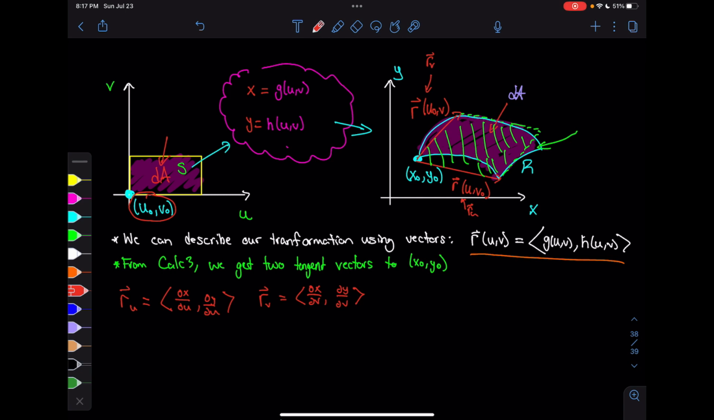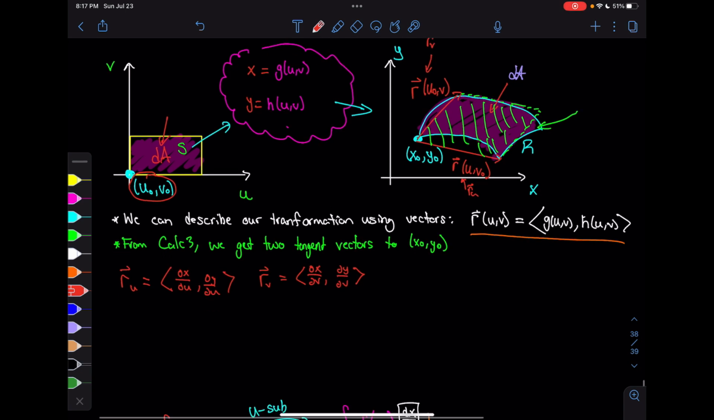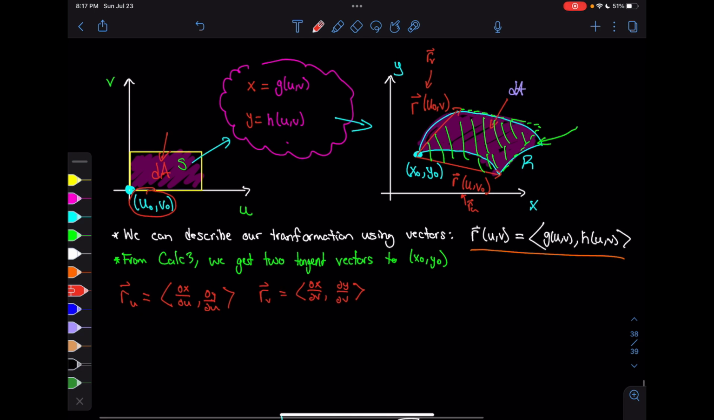Okay, so if we have these two vectors, if that's what those two red vectors that I drew up there basically represent, how do we come up with the area? Well, we should remember that the area of the parallelogram is equal to the magnitude of the cross product of those two little tangent vectors right there. Well, what is that going to be?